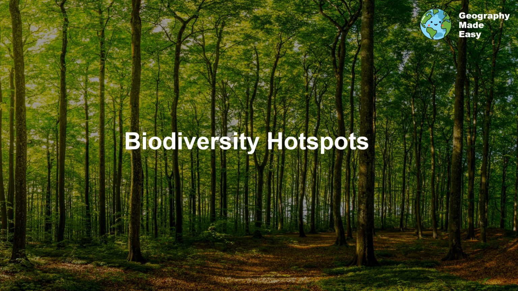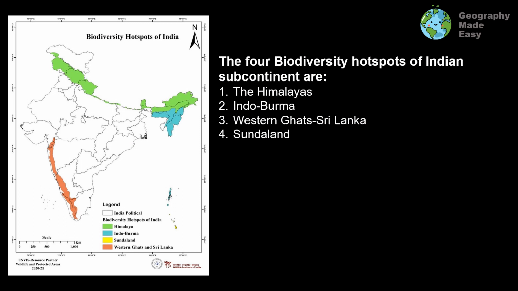Now let us discuss biodiversity hotspots. These hotspots are a very important part of this chapter. We have 4 biodiversity hotspots in India or in the Indian subcontinent. We have the Himalayas, the Indo-Burma region, the Western Ghats and Sri Lanka, and the Sundaland. So these are the places where the biodiversity is the highest.